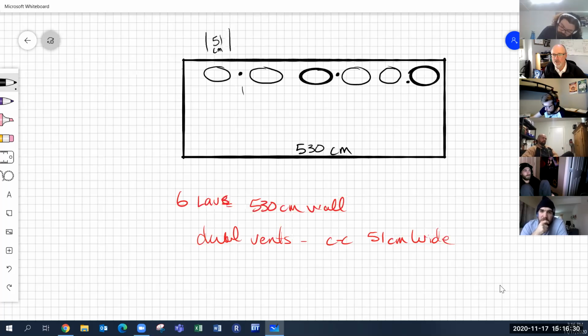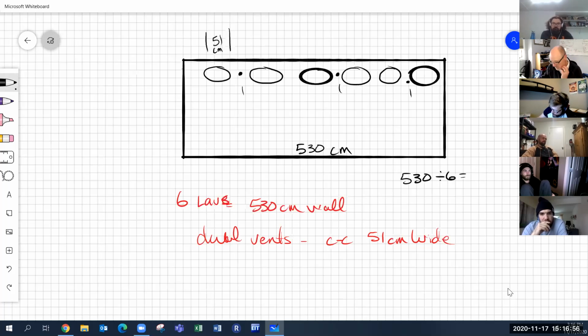So there's 1 dual vent, 2 dual vents, 3. Okay, that's 6, right? Does everybody agree with that statement right there? Yeah. Okay, so we have to count the spaces between. So we have 6 labs, and if we divide the 6 by 530, so 530 divided by 6.